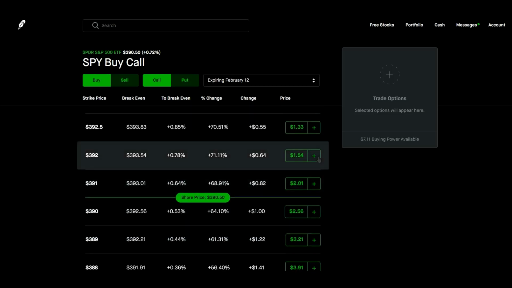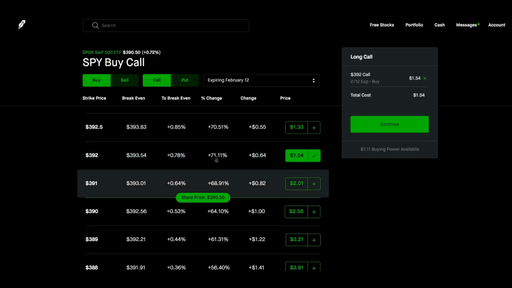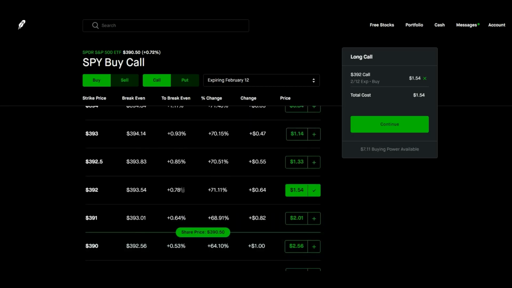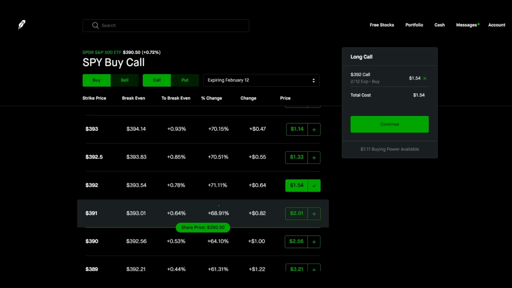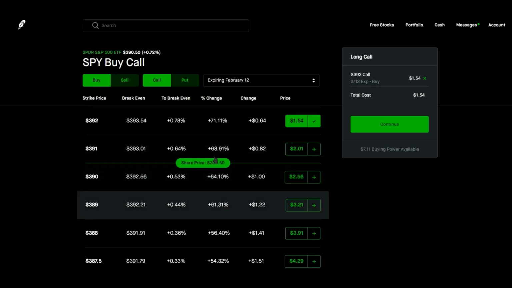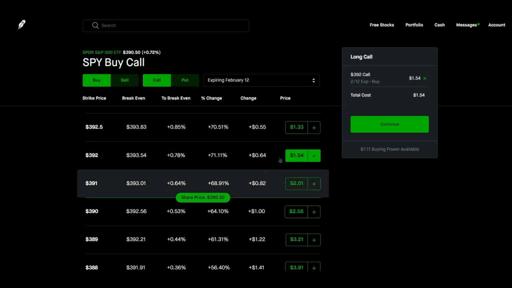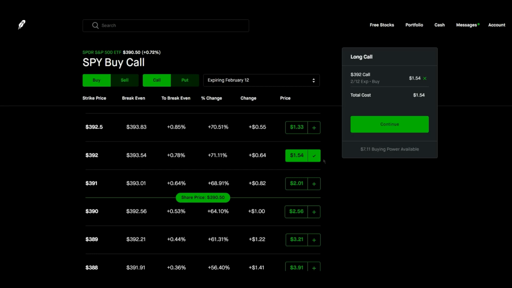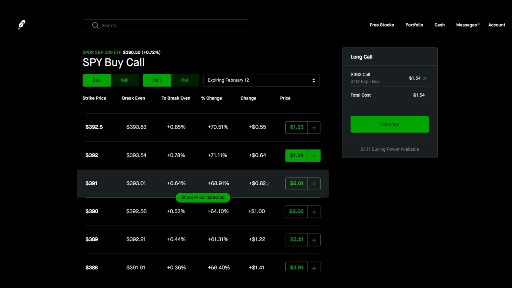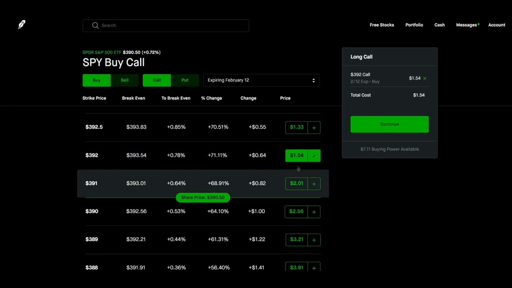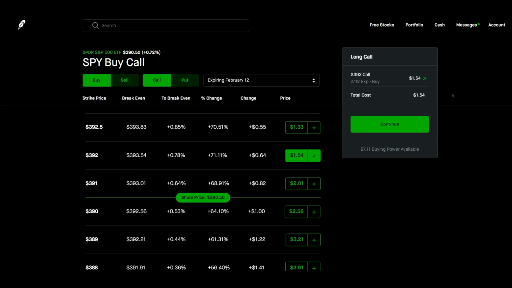So if you buy the 392 for 154 and SPY moves up a couple dollars, this might be worth something like what these guys are worth right now. So instead of actually exercising the options, you're buying this contract for $154 and you're selling it to someone else later who thinks that's still a good buy, and you're putting it out into the market and you're selling it for maybe $220 for that contract.